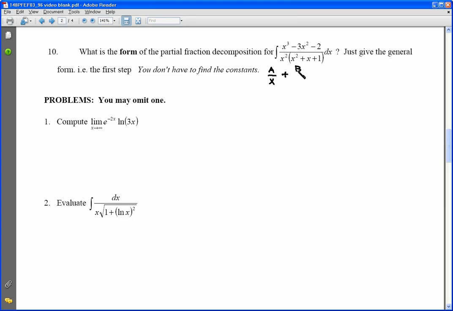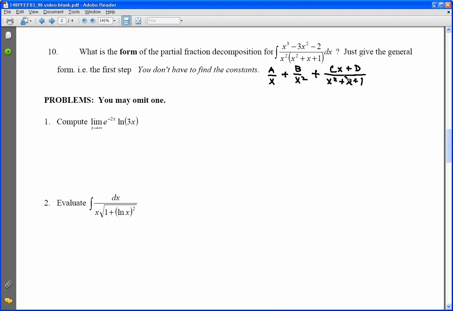So this would be plus b over x squared. And then this is an irreducible, non-factorable quadratic here. So for that one, you've got your x squared plus x plus 1 on the bottom. And then on the top, you're going to have a linear factor. So it's cx plus d.